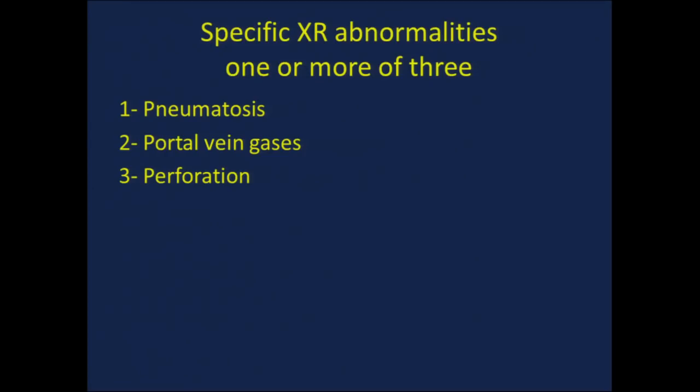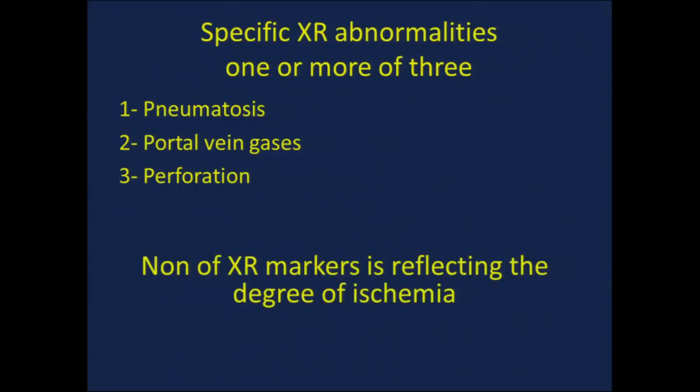What about X-ray? With X-ray, we are relying on three main markers and full stop: pneumatosis, portal venous gas, and perforation. These are the specific markers. Anything else is unspecific, like dilated loops. But actually, none of these markers reflects anything about ischemia, which is the end result as the pathophysiologic mechanism for all kinds of NEC, if you call everything NEC.